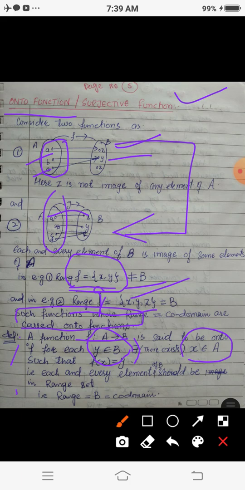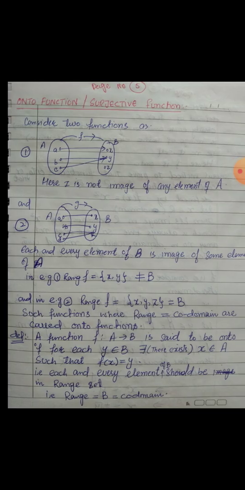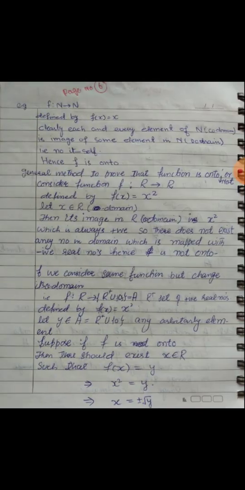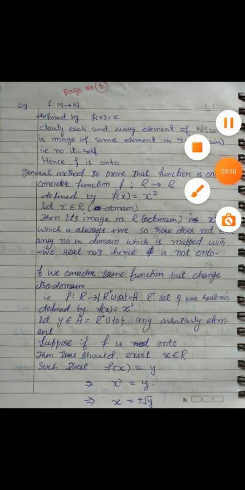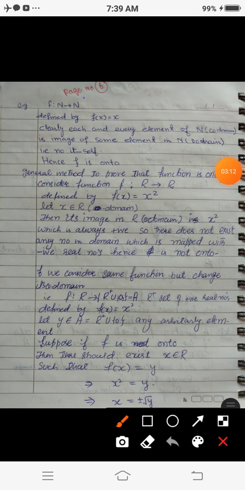That is, if f is a function from A to B, then f is called an onto function if the range of f equals B, that is, the codomain of the function. Such functions are called onto functions. For example, consider a function f from N to N defined by f of x equals x, the identity function. The identity function is that function which relates each element to itself.